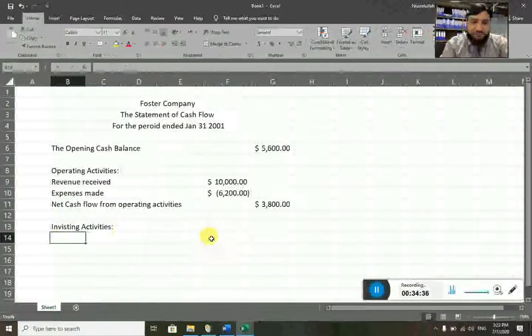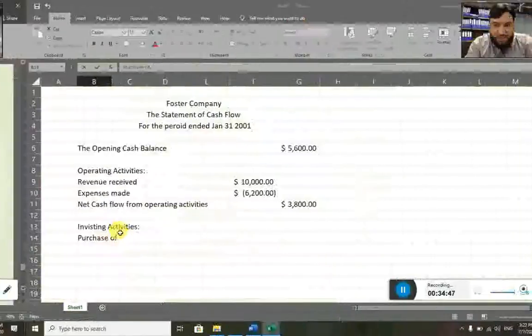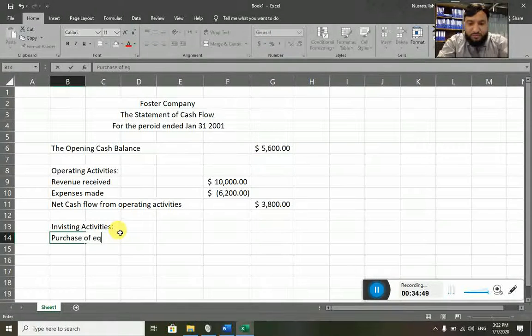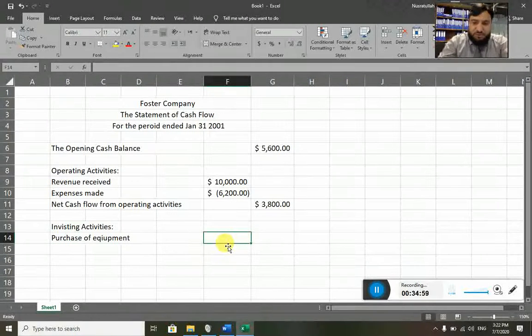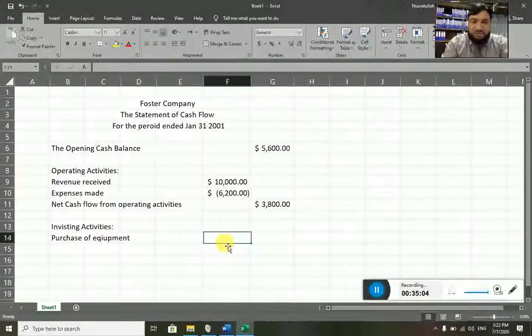So let's write purchase of equipment, which is how much? $2,500. It's an outflow, so we have to put a negative figure, -$2,500. That's a dollar sign.